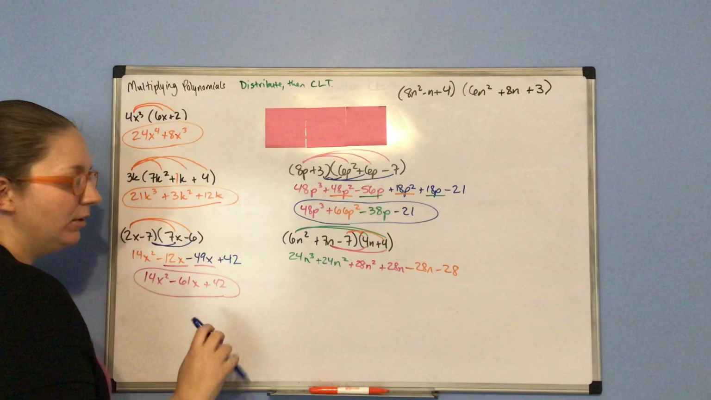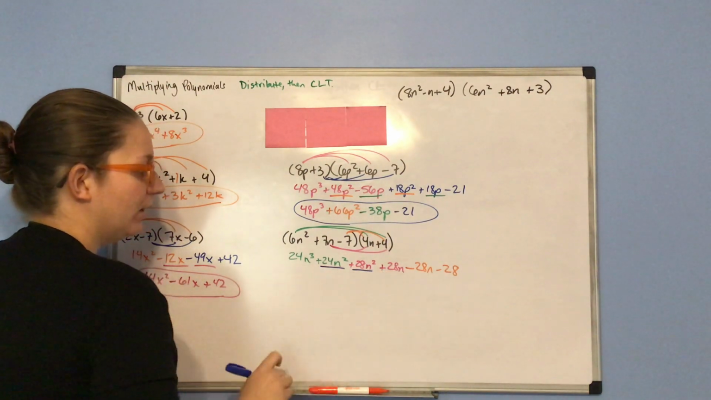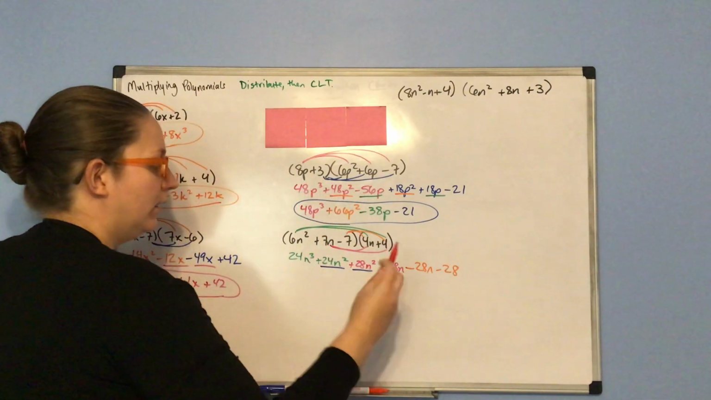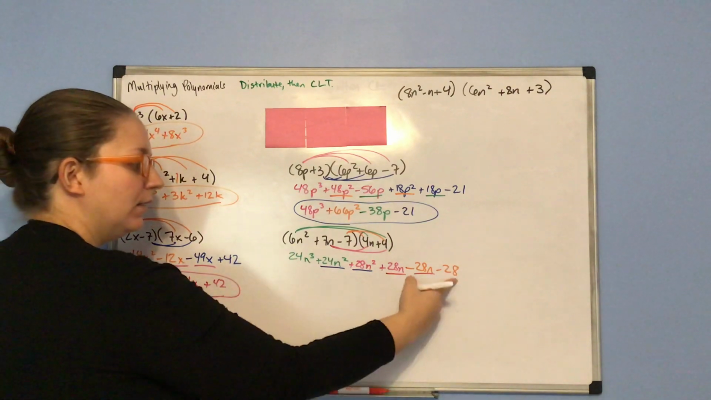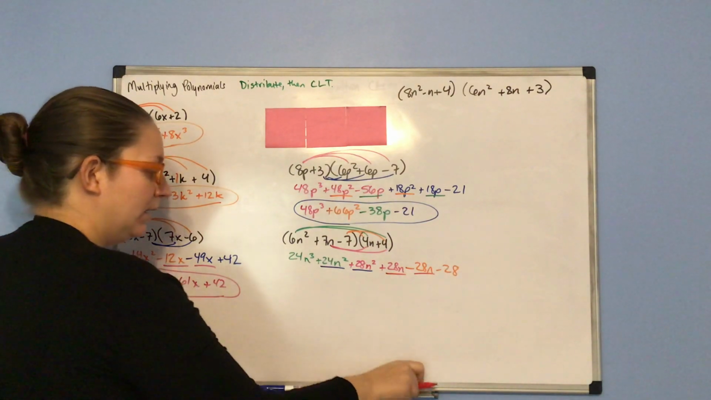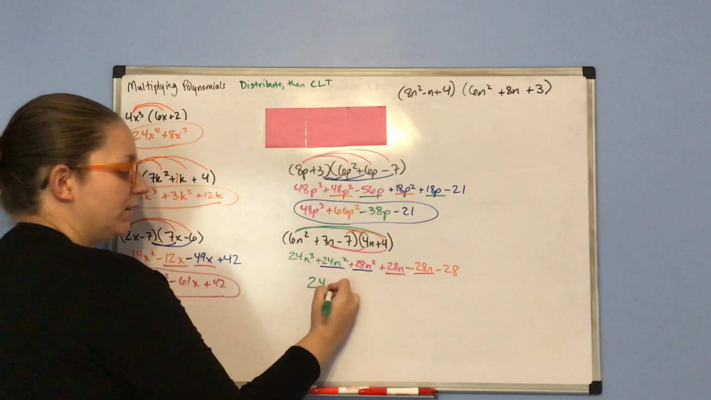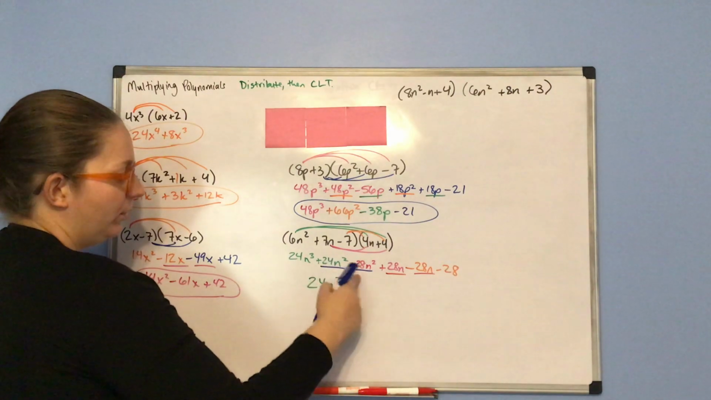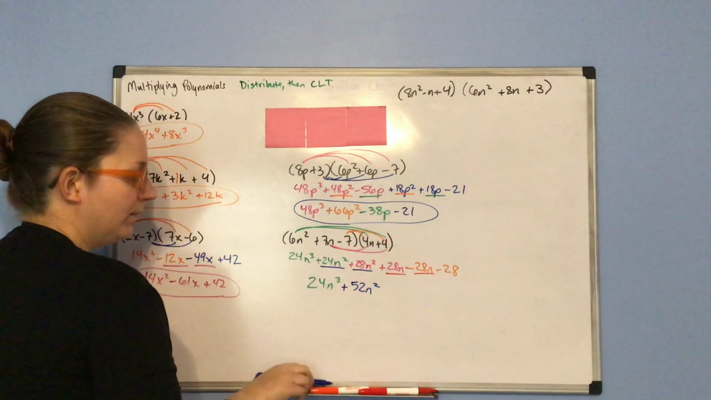Now let's look for like terms. So I have n squared and n squared. I have regular n's. This is the only thing with an n to the third. This is the only number term. So let's write out that final answer. 24n to the third stays the same. 24 plus 28 is going to give me 52n squared.